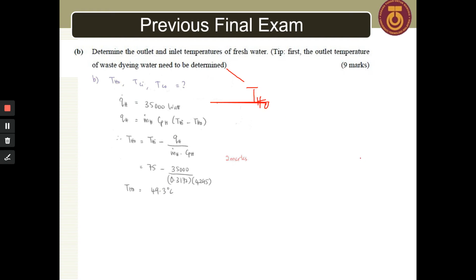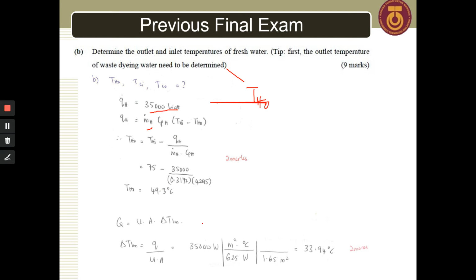Now we know that Q is equal to 35,000 watt. So this is given. Since the mass flow rate for the heating fluid was obtained in step A, you can put that value in. Then you rearrange the equation. Then you get the outlet heating fluid temperature of about 49.3.